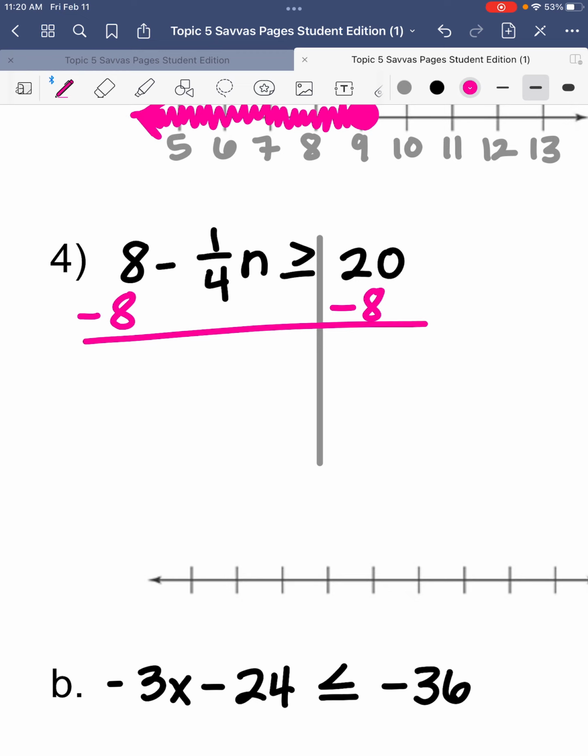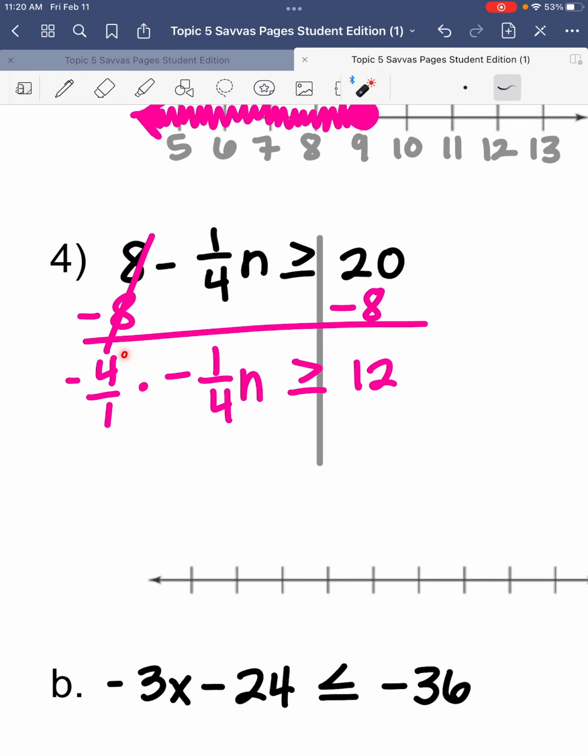So on the side with the n, my 8's will cancel out, and I can bring down negative 1/4 n. Now subtracting 8 does not make me flip my symbol, so it stays greater than or equal to. On the other side, 20 minus 8 is 12. Now to get that n by itself, it's connected to a fraction through multiplication. So I'm going to multiply by the reciprocal. So I'm going to multiply by negative 4 over 1.